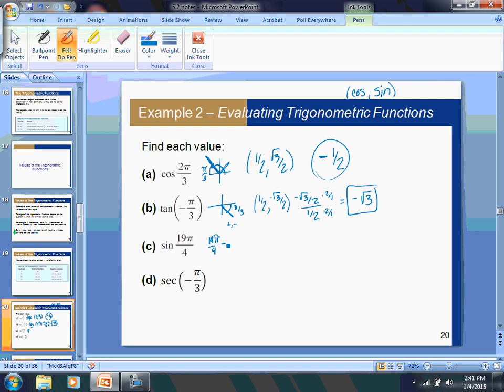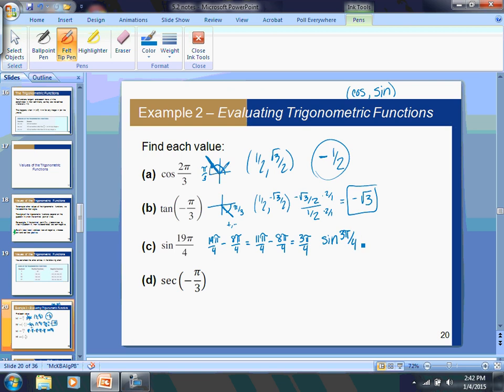Now remember, it's 2 over 1, so I have to find a common denominator. So if my denominator is 4, I'm really subtracting 8 pi over 4. So that'll be 11 pi over 4. That's still an improper fraction, so I'm going to subtract another 8 pi over 4. So then I get 3 pi over 4. Okay, so really I'm finding the sine of 3 pi over 4.